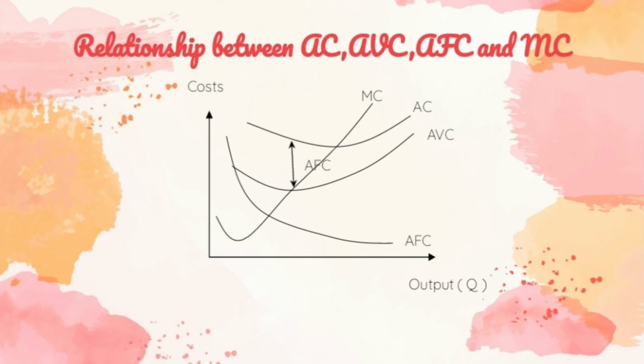AFC is decreasing as output increases. Fixed cost is spread over larger output. AVC is U-shaped due to the law of diminishing marginal returns. AC is U-shaped because it consists of AFC and AVC. The distance between AC and AVC becomes closer as output increases due to the decreasing AFC. MC is U-shaped and cuts through the minimum point of AVC and AC.